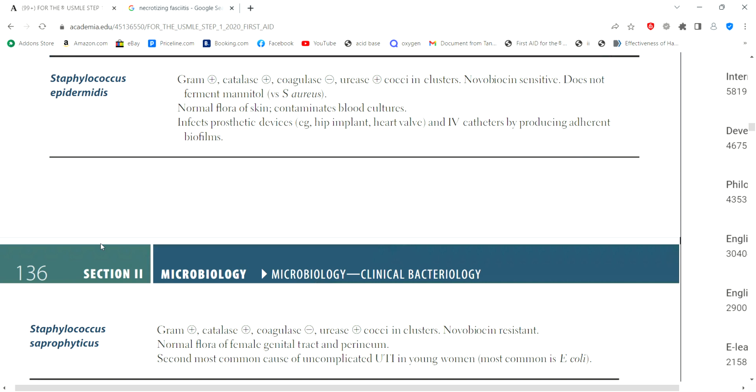Staph aureus is coagulase positive; Staph epidermidis and Staph saprophyticus are both coagulase negative. So there is no blood clotting happening with Staphylococcus epidermidis or Staphylococcus saprophyticus. The blood clotting only happens with Staphylococcus aureus.